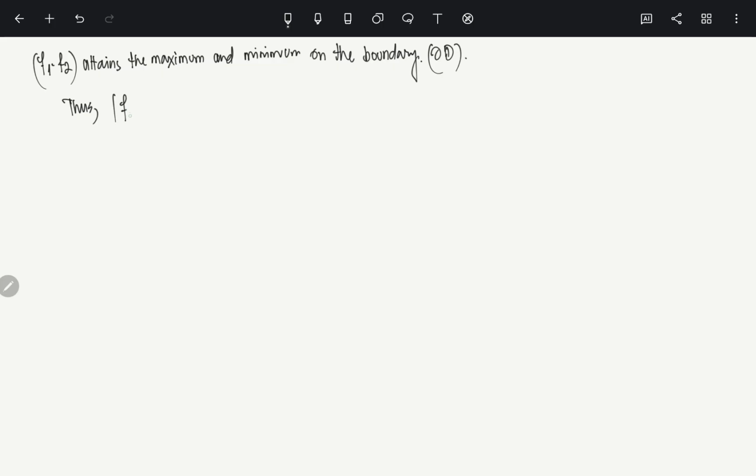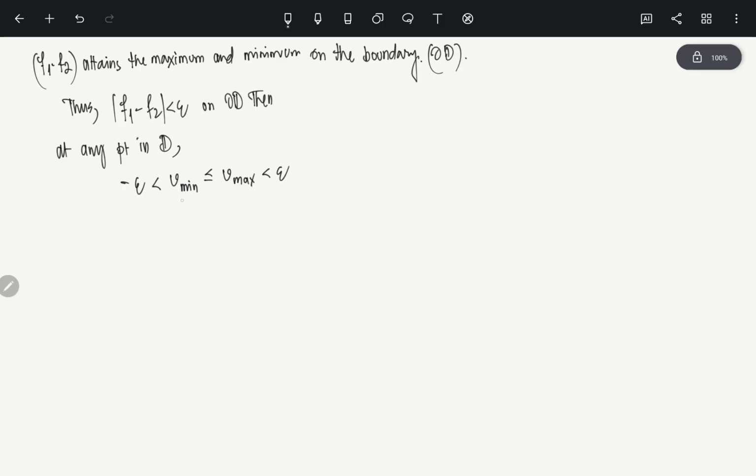So given epsilon greater than 0, if mod f1 minus f2 is less than epsilon on del D, then at any interior point in D, what do you have? Minus epsilon gets dominated by the minimum of v, and that will be dominated by the maximum of v, and that is again dominated by epsilon. Sorry, not on the boundary. So it is less than epsilon.